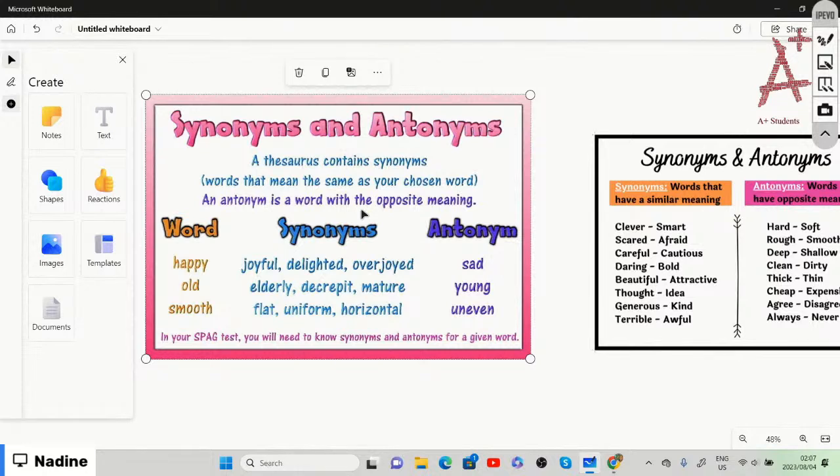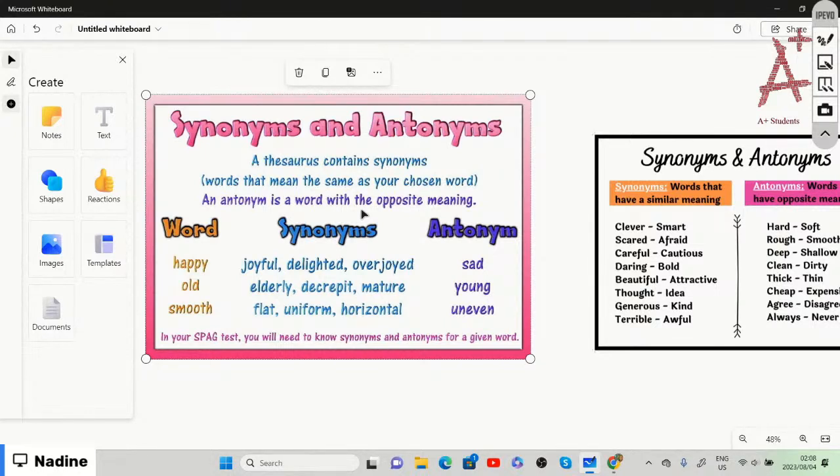Then we also have old. The synonyms of old are words with the same or almost the same meaning as the word that you had chosen. So old can be elderly, decrepit, or mature. You're an old elderly person, you're a matured person. But the opposite of old is young. So if you're not young, you're old. If you're not old, you are young.